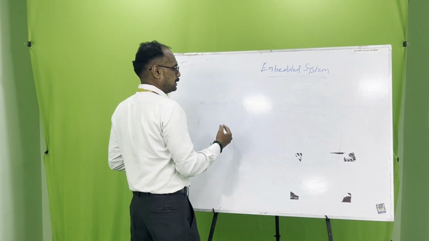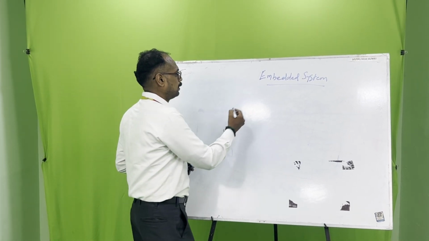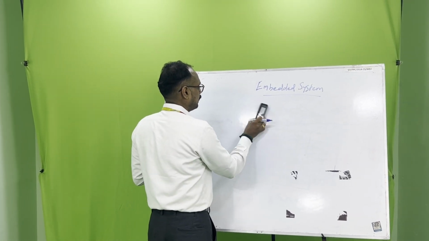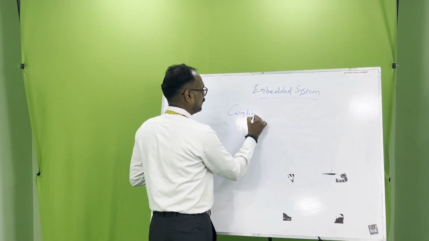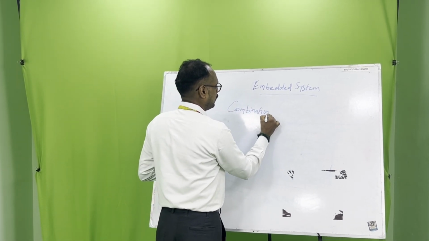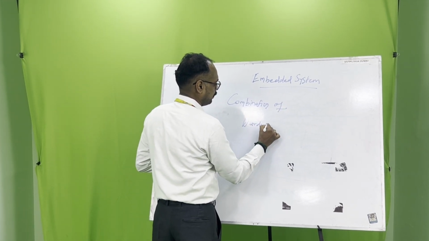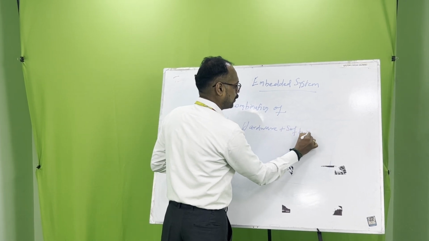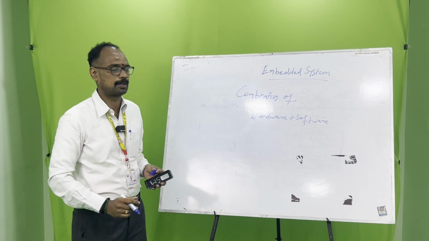The single statement we often see is that the embedded system is a combination of hardware and software. That's a simple statement. Whatever books you look at, the definition is simply given as the combination of hardware plus software. But what is the outcome of this hardware and software?